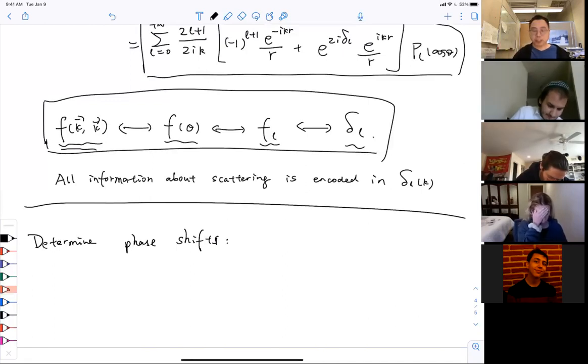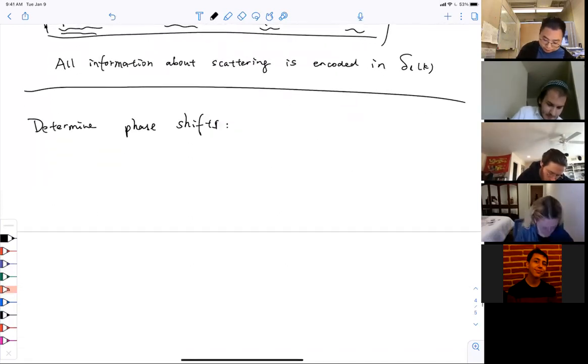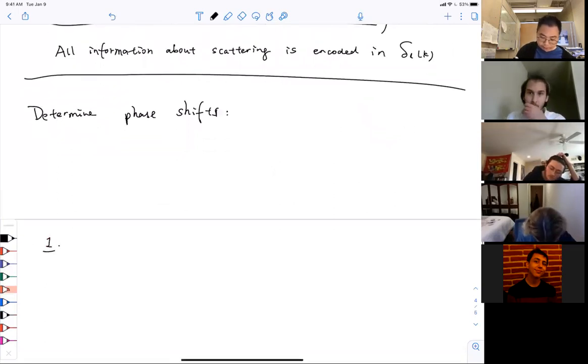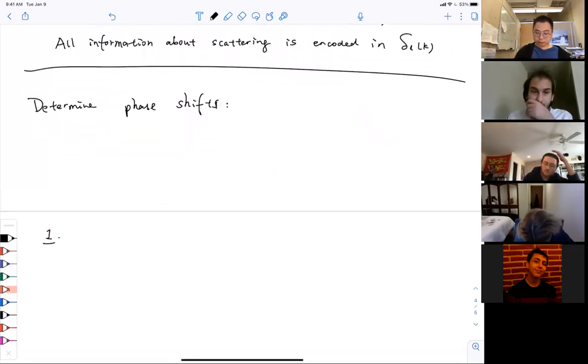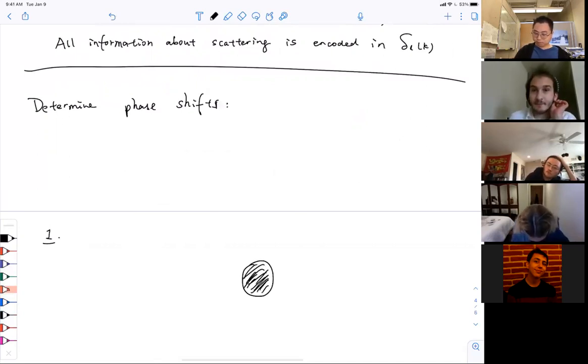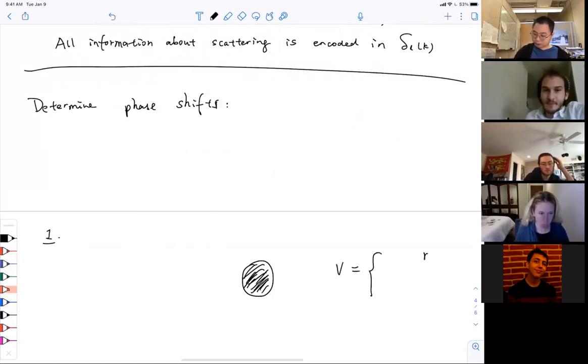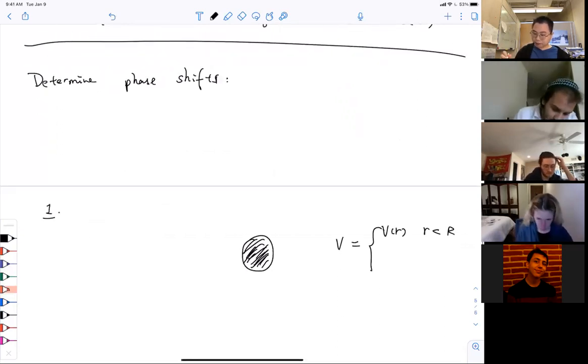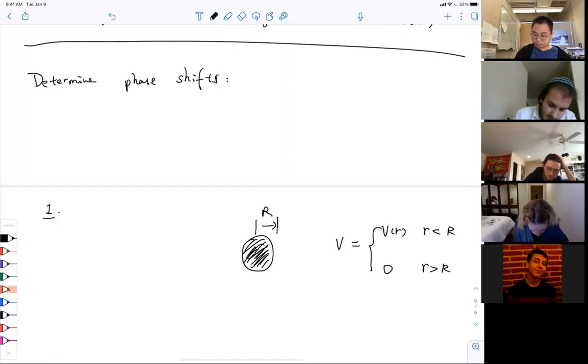Okay, so the general idea is the following. By the way, we now assume the potential is of this form: for r smaller than capital R, there is some expression we don't know, but for r larger than capital R, it is 0. Basically, there's some range R of the potential.